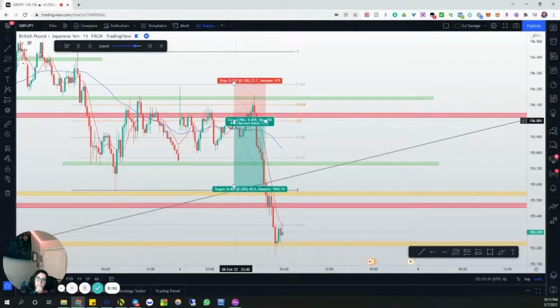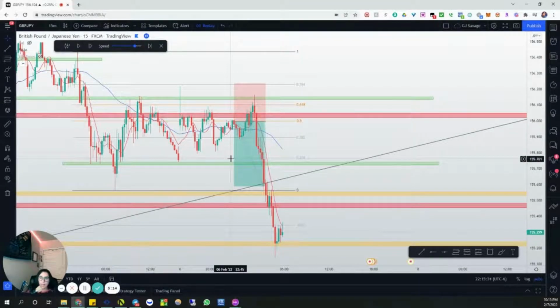All right, so let's get back to it. As I was saying, major level of resistance. So, went ahead and took the trade here, literally as soon as it rejected that level again.